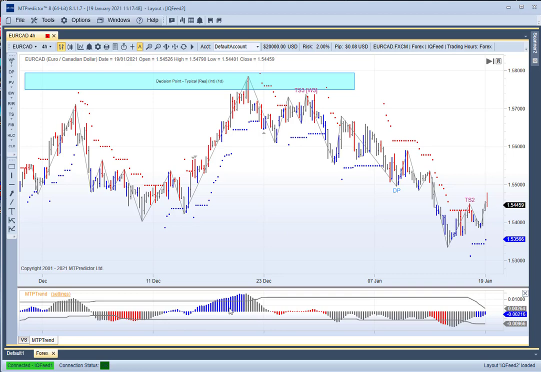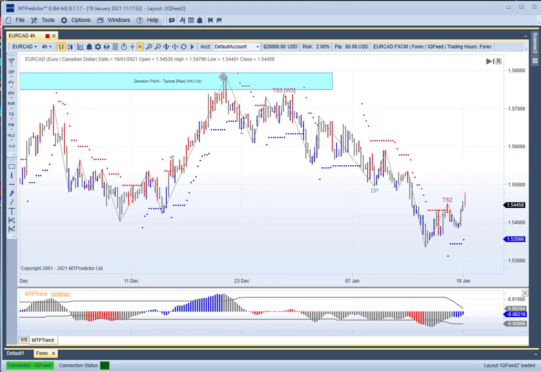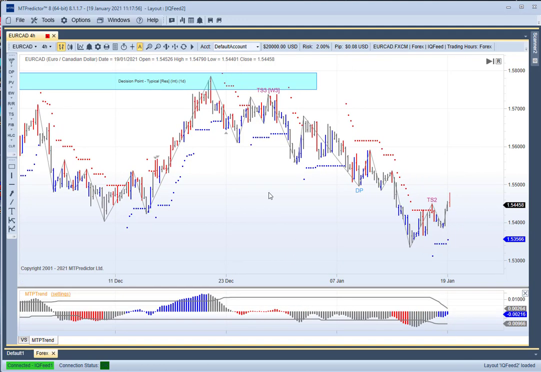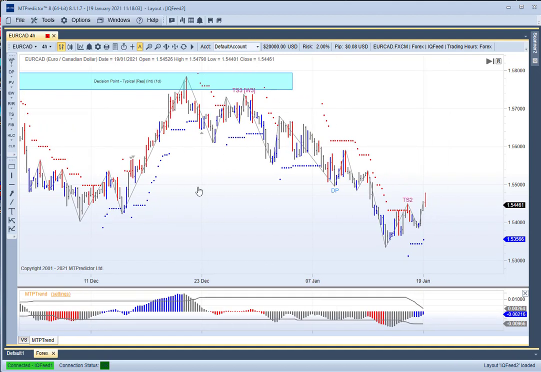Our MTP trend went from blue to grey to show the market was making a reversal. The market trend was therefore deemed down. Our MTP trend turned red, therefore you'd be looking for sell setups, not buy setups. So that's what we're looking for the initial trade setup.